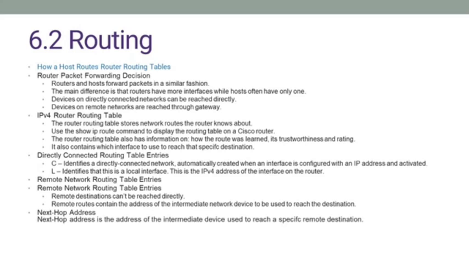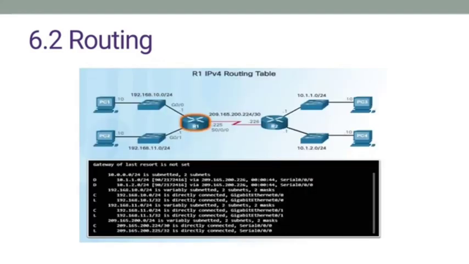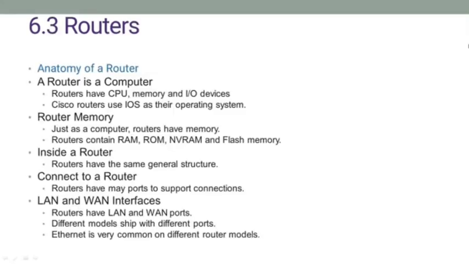So you can see the branch system of the router packet forwarding decision. IPv4 router routing table, directly connected routing table entries, and remote network routing table entries. The next part is the R1 IPv4 routing table. So this is the topology of an IPv4 routing table. This is how the router connects, how the PC connects to the router.